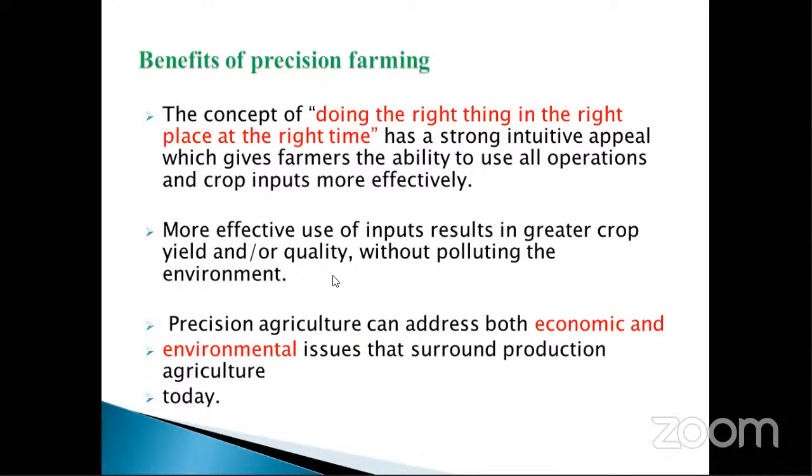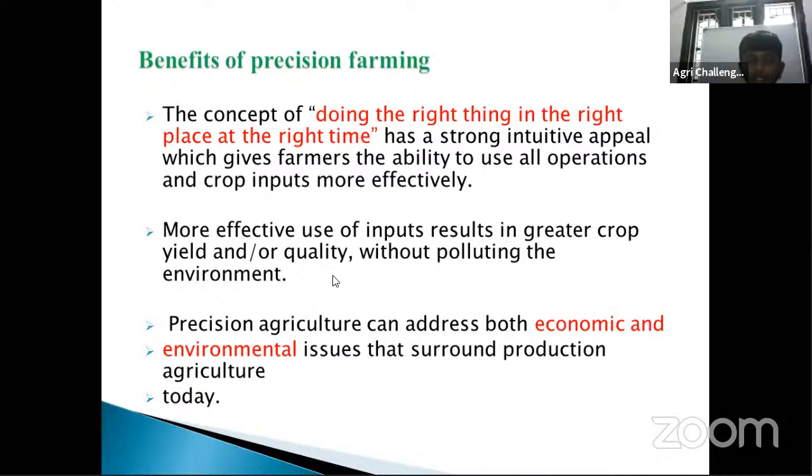Okay, improve the productivity and reduce your cost. More effective use of inputs results in greater crop yield. With need-based application, ultimately it increases your yield and productivity without polluting the environment. Precision agriculture can address both the economic and environmental issues that surround production agriculture today.